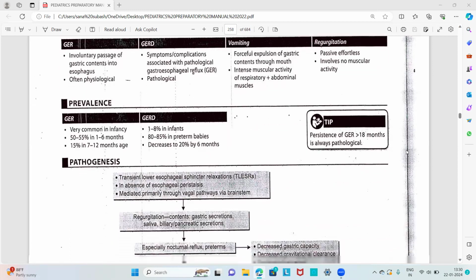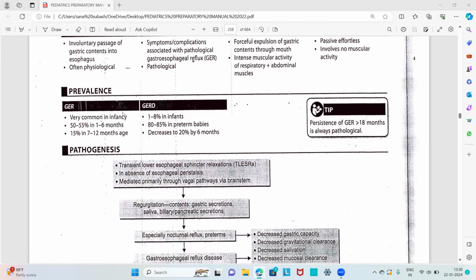About the prevalence, gastroesophageal reflux disease happens in about 1 to 8% of infants, but gastroesophageal reflux is very common in infancy. 80 to 85% of GERD happens in preterm babies, and it decreases to 20% by 6 months. Gastroesophageal reflux is 50% in the 1 to 6 months age group, and 15% in the 7 to 12 months age group. So it is a physiological phenomenon and it can also be a pathological phenomenon.